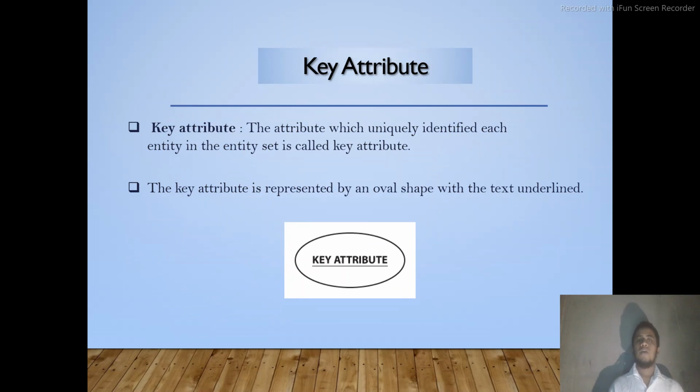Now coming to the point of the key attribute. Basically, a key attribute is an attribute that uniquely identifies each entity of an entity set. It is called the key attribute. The key attribute is represented by an oval shape with an underline. Here we can see the picture. We can see the text underlined for the key attribute.